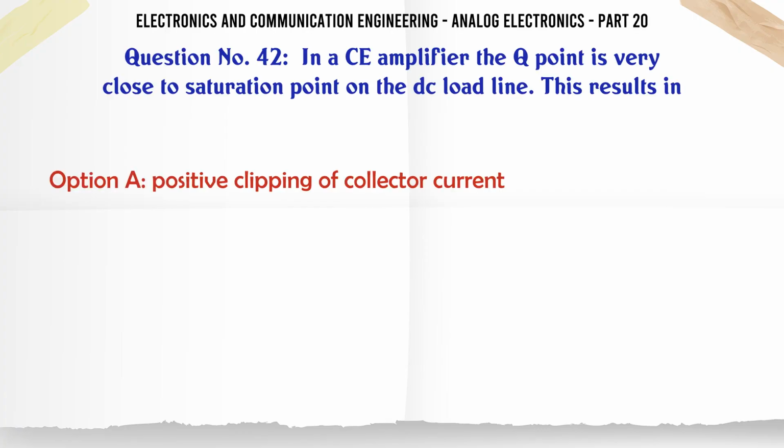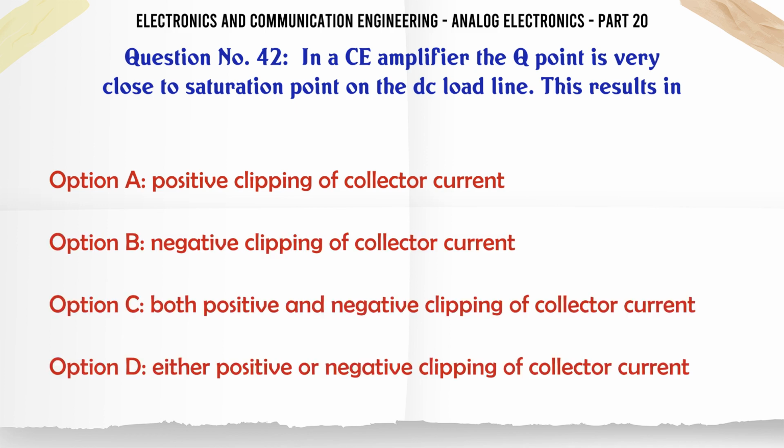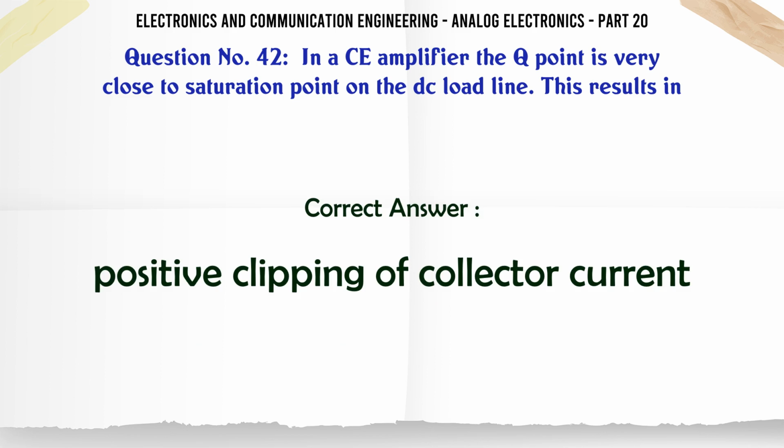In a CE amplifier, the Q point is very close to saturation point on the DC load line. This results in A. Positive clipping of collector current. B. Negative clipping of collector current. C. Both positive and negative clipping of collector current. D. Either positive or negative clipping of collector current. The correct answer is positive clipping of collector current.